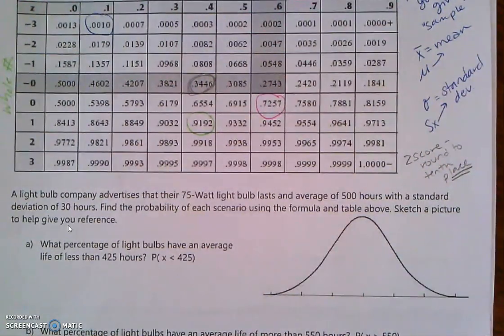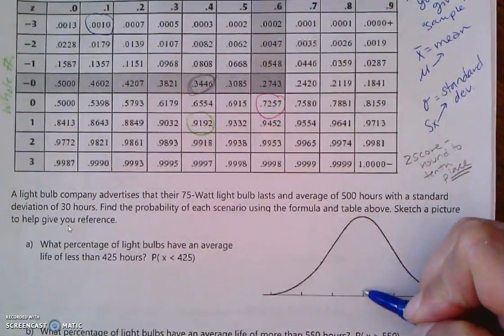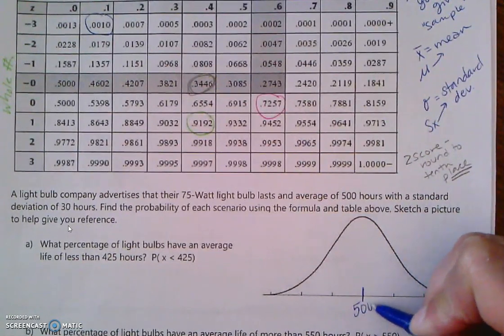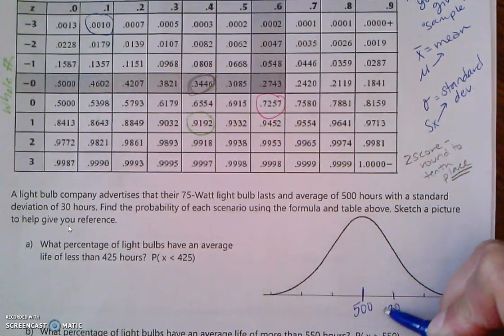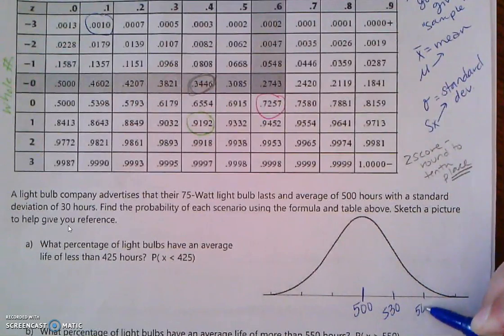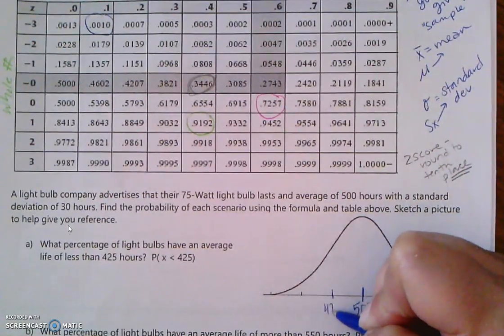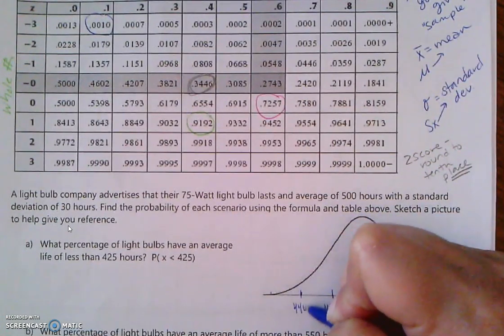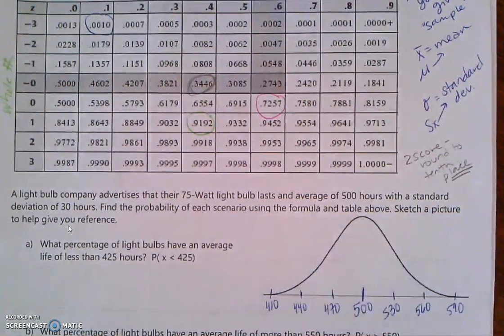So I'm going to start by creating my picture, which is always the first step. My mean goes in the middle. My standard deviation is 30. So 530, 560, 590, 470, 440, 410. Okay? Always start with your picture.